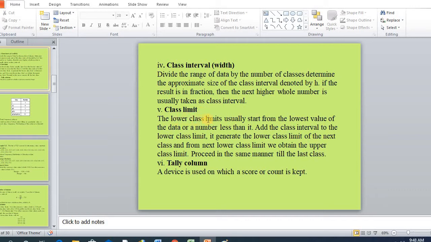Class limits. The lower class limit usually starts from the lowest value of the data or a number less than it. Suppose the lowest value is 20, so we can start from 20 or 19. Add the class interval to the lower class limit. It generates the lower class limit of the next class. From the next class lower limit we obtain the upper class limit. Proceed in the same manner till the last class. This can be understood by taking a simple example.